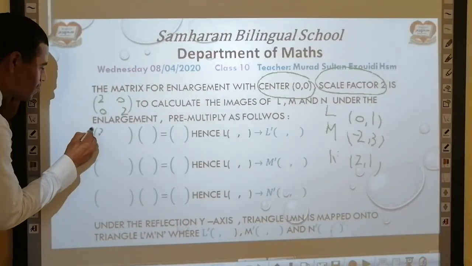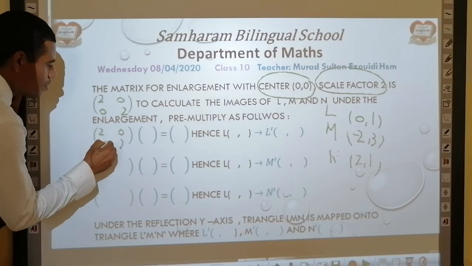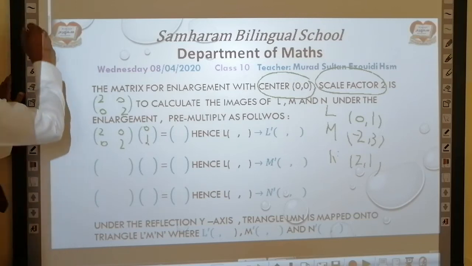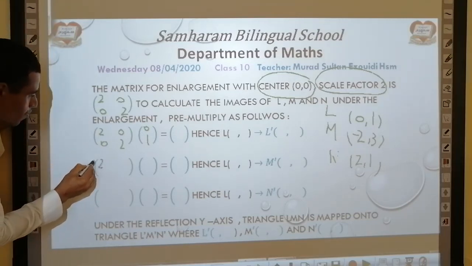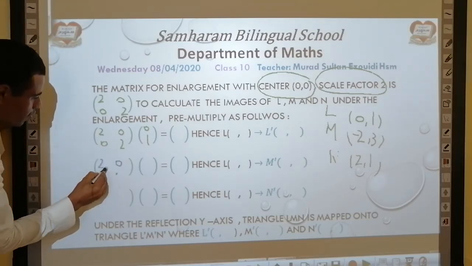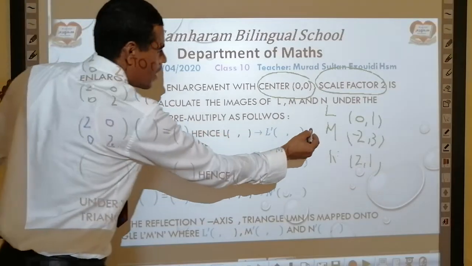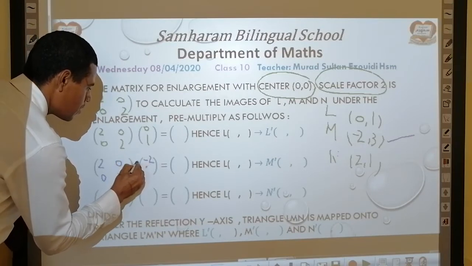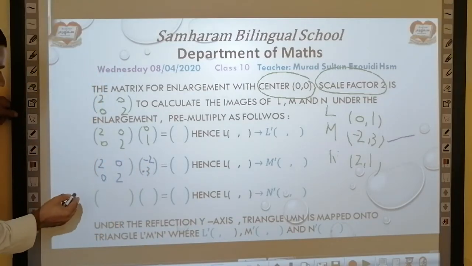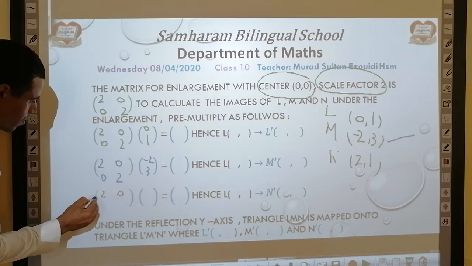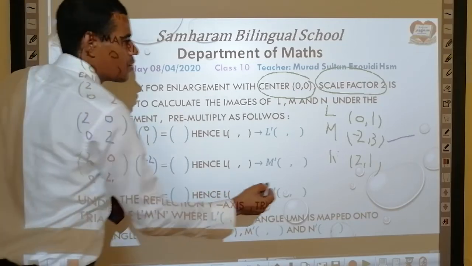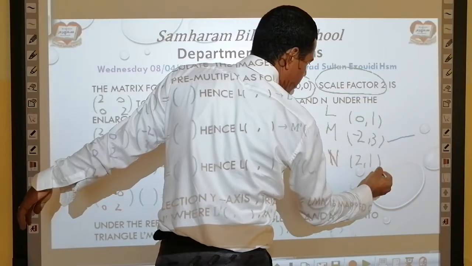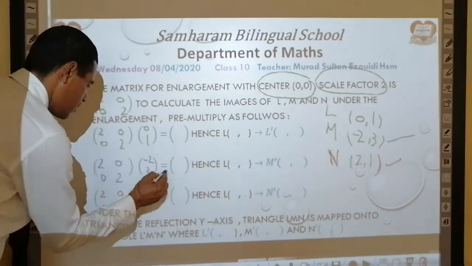So I'll just write here 2, 0, 0, 2, multiplied by the first one, L, which is 0, 1. Then move to the next one. We have 2, 0, then 0, 2, multiplied by M, which is negative 2, 3. Then move to the next one. So 2, 0, 0, 2, multiplied by N of coordinates 2, 1.